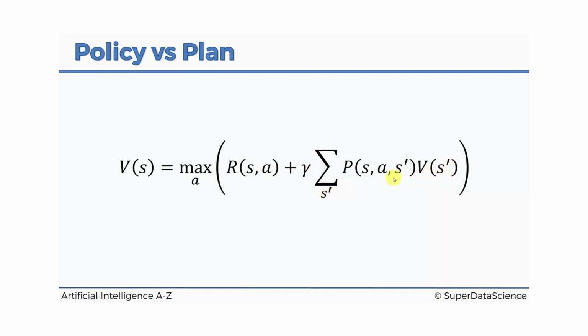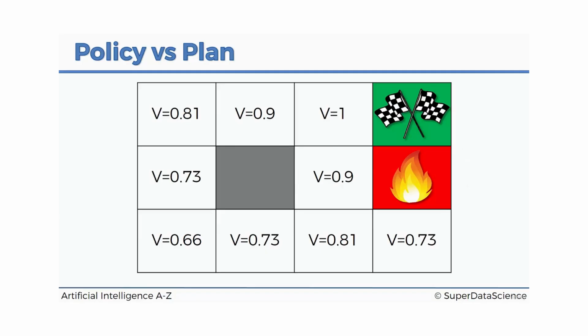And the expected value is taken here because it doesn't know exactly what state it'll end up in. There are some random effects present in the environment that might alter the state, and he might not end up in the desired state. He might end up in a different state. That's why we're taking the expected value over here, this sum over here. So let's have a look at this in our example of the maze.